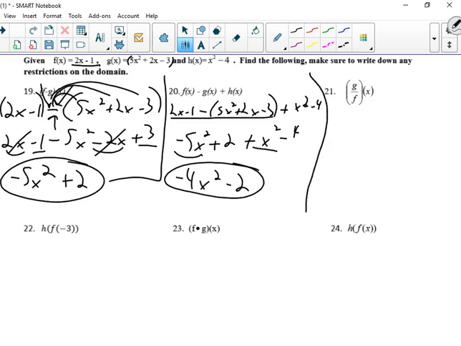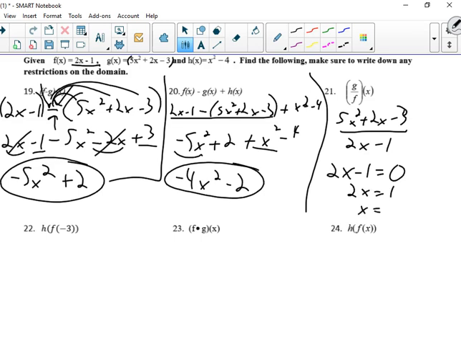g over f, we literally just write this. 5x squared plus 2x minus 3 all over 2x minus 1. g over f. But we're not done. Because remember, we have a fraction with a letter in the bottom. We cannot have a 0 as a denominator. So what would make 2x minus 1 0? Well, let's find out. What would make this 0? Add 1 to both sides, divide by 2, x equals 1/2. It can't be 1/2. So remember, you need this and this for full credit on a problem like this.